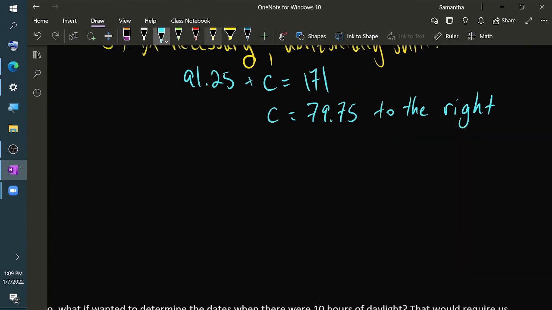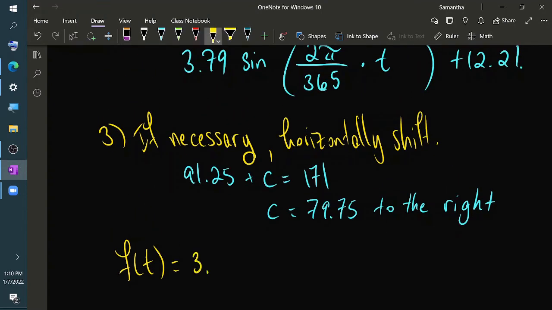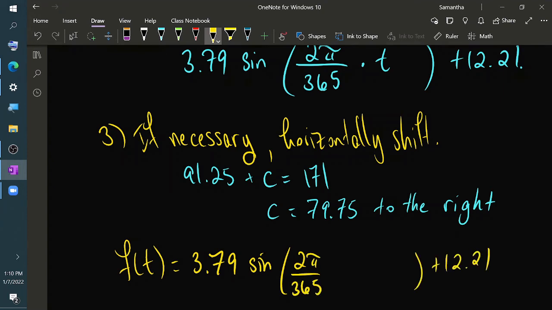So, having established that, here is my final answer. The function, the mathematical wave which captures the real-world cyclical behavior of daylight hours: the amplitude was 3.79, the period was 365 days, and the midline was 12.21. And in order to get the exact dates to line up, I'm going to take my t and subtract 79.75 in order to get the dates to align perfectly.